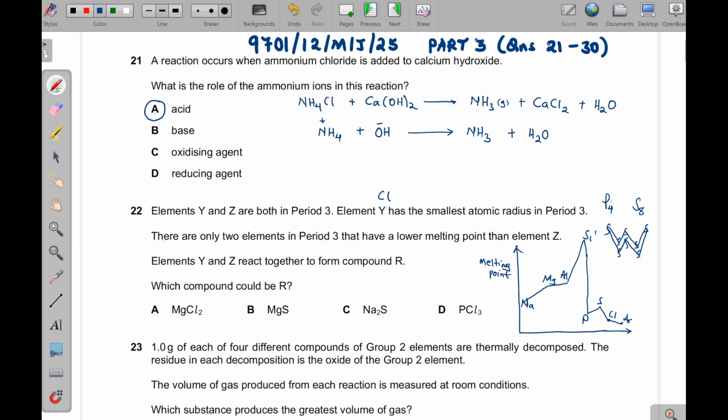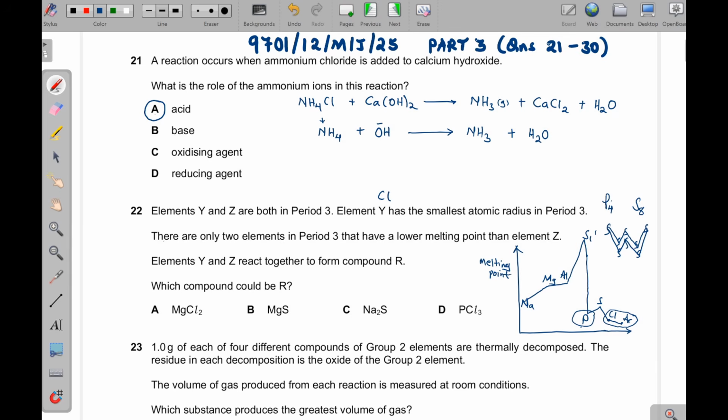So they say that there are only two elements in period 3 that have a lower melting point than Z. A lower melting point. So these are the two elements that have a lower melting point than phosphorus actually. Okay, the rest of the melting points are higher than that of what? Phosphorus. So the two elements we are talking about are chlorine and what? And argon. You see that?